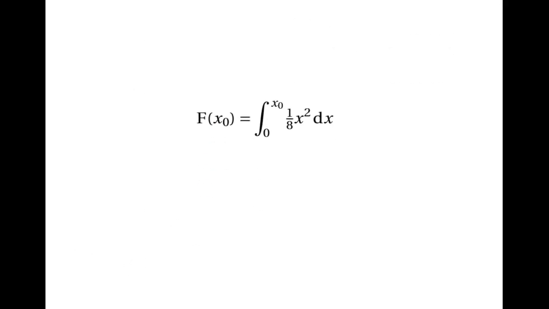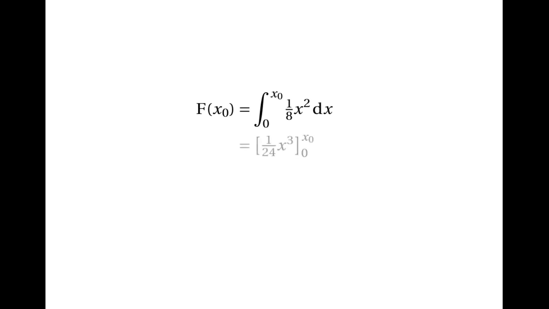So let's work out the integral of an eighth of x squared with limits 0 and x0. It's going to be 1 over 24 times x cubed evaluated with limits 0 and x0. And that's 1 over 24 times x0 cubed minus 1 over 24 times 0 cubed, which is just 1 over 24 times x0 cubed.